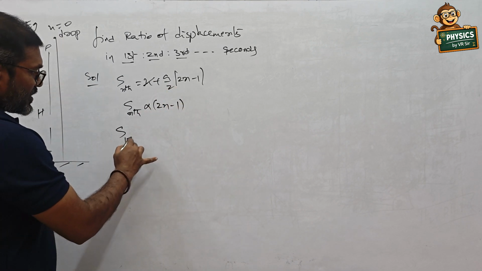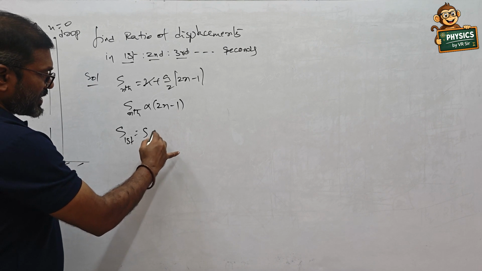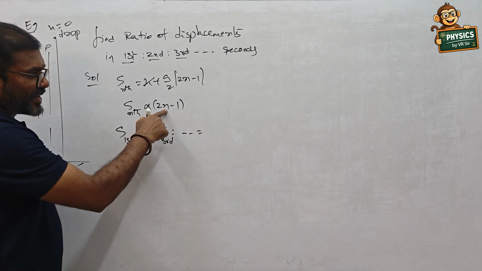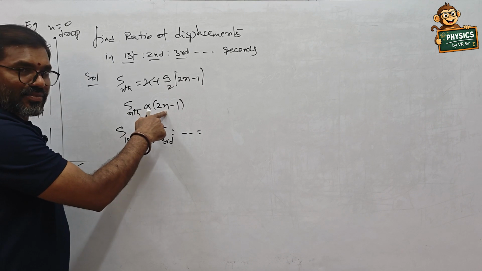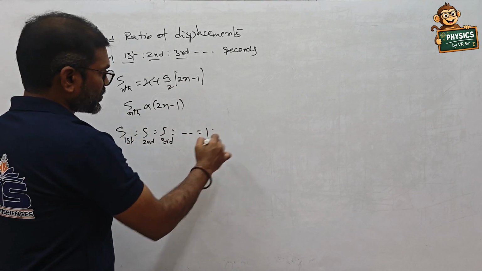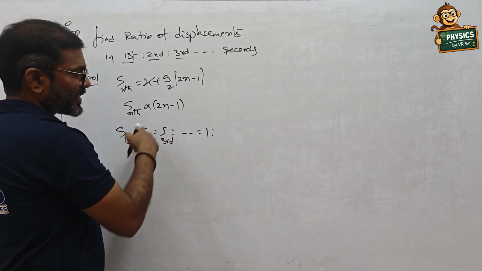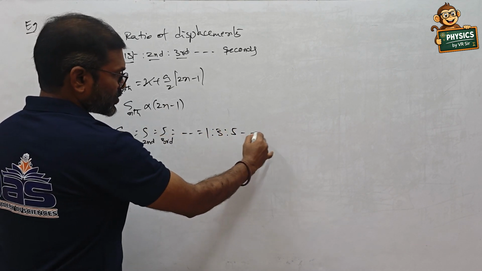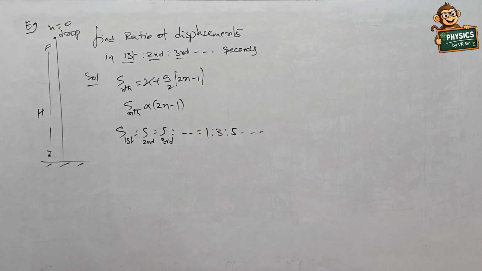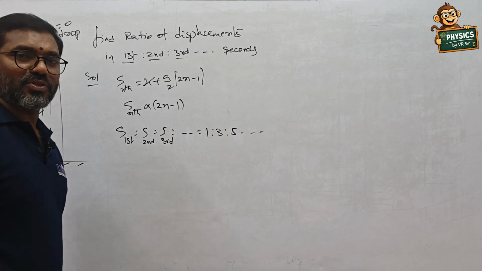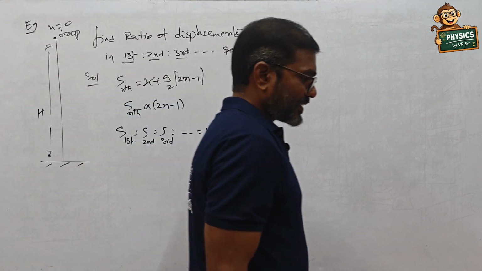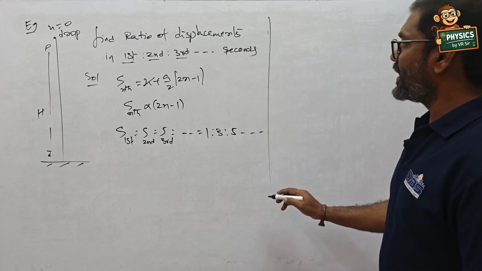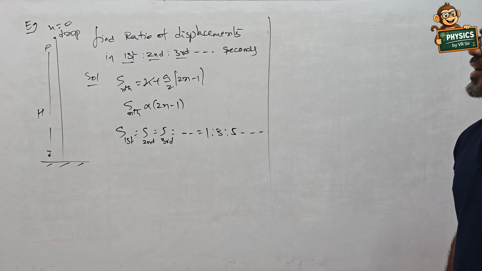Now s first is to s second is to s third. If you calculate, substitute n equivalent to 1. This is the displacement in the first second. So it is 1 is to, for n equal to 2, 2 into 2 minus 1, 3, is to, for n equal to 3, 6 minus 1, 5, and so on. So the ratio of the depths fallen in the first second, second second, third second is nothing but the ratio of odd integers.